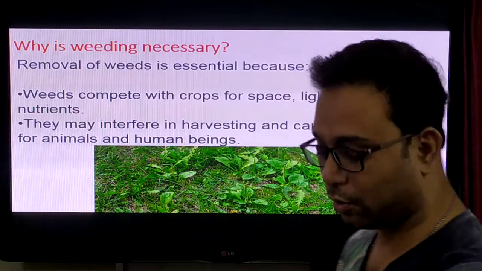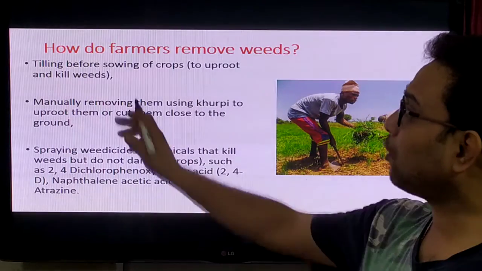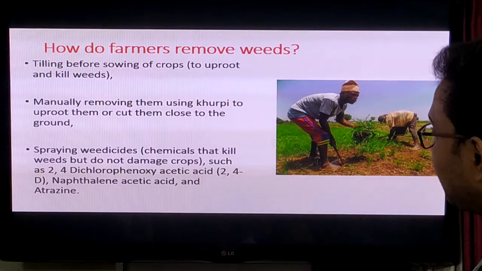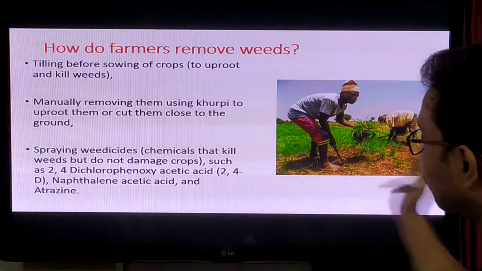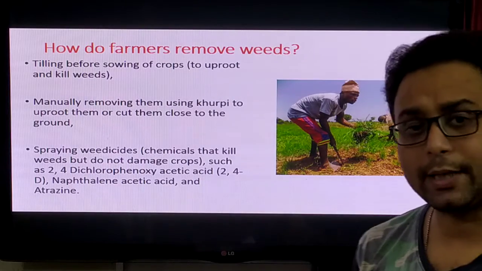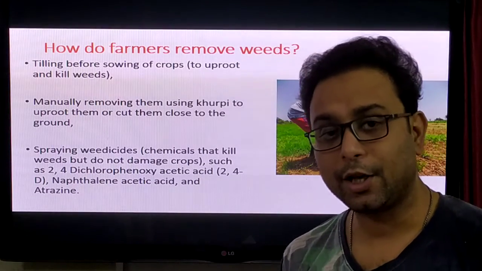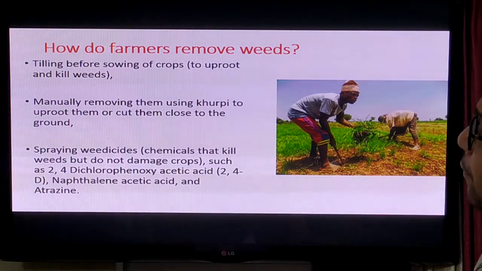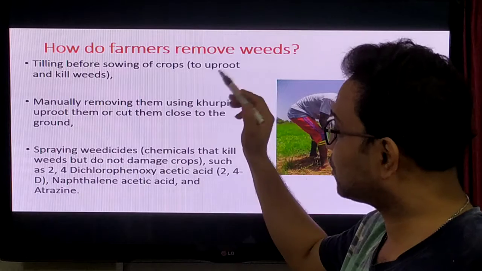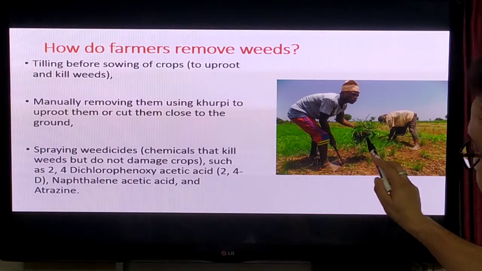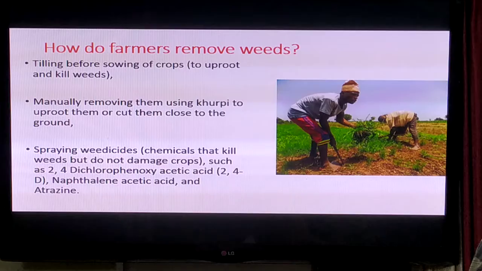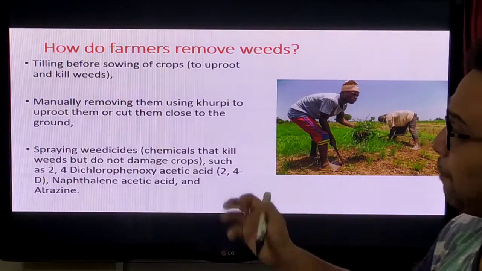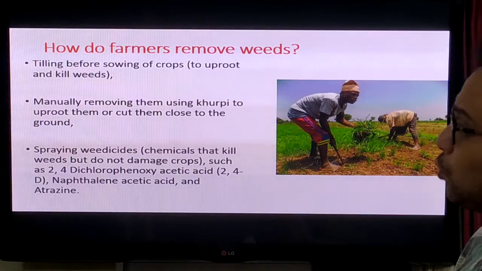Clear? Okay. So how do farmers remove the weeds? Now you can observe that particular picture. The farmer removes the weeds, but how? What are the different procedures to remove weeds? Number 1 is tilling. Tilling before the sowing of crops means to uproot and kill the weeds. Manually, removing them by using a khurpi to uproot them or cut them close to the ground.